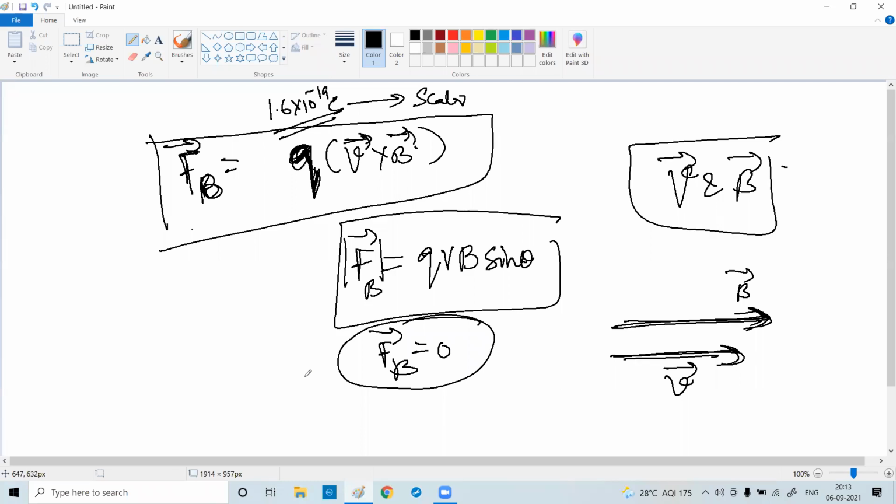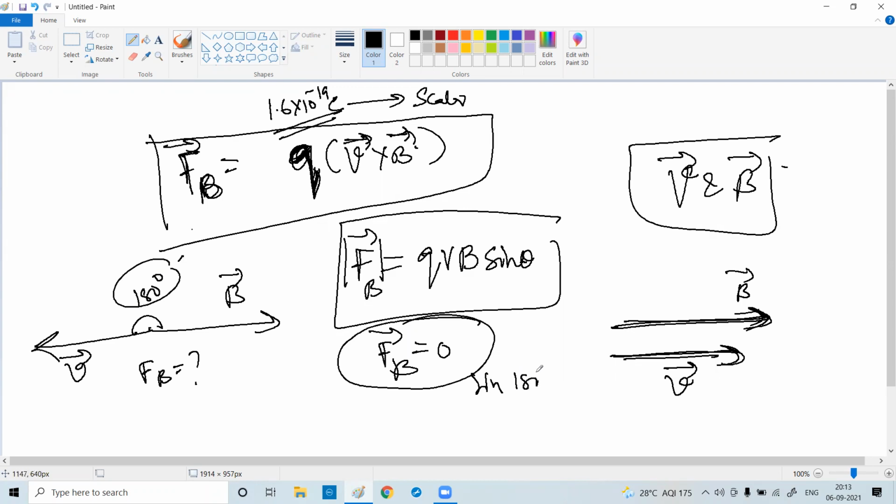One more case we will study. B is this side, velocity is the opposite side. What is the value of F_B, 0 or some value? What is the angle between these two vectors? 180 degrees. So what is sine 180 degrees? 0. Again it is 0. So what do you learn? That if the velocity vector and the magnetic field vector are in the same direction or opposite direction, F_B is always 0. Note it down.